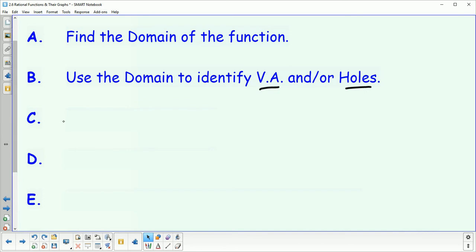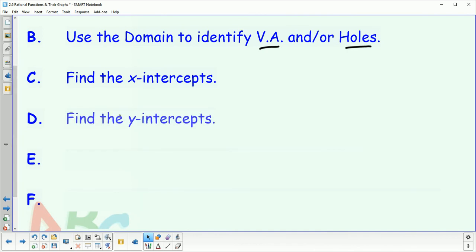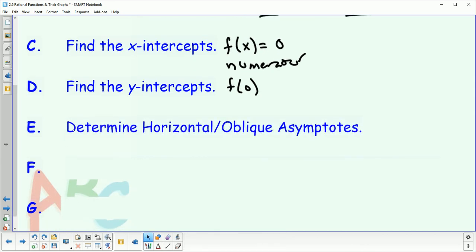And then you're going to find your intercepts. So you're going to find your x-intercepts as well as your y-intercepts. Remember, x-intercepts is when the whole function equals 0, and really we can focus on that numerator in this case, and your y-intercepts is when we plug in 0. So you get f of 0, and that's going to give you your y-intercept. Okay, after we have that, we're going to determine our horizontal and oblique asymptotes. So this had to do with the degrees, whether we could do long division or not.